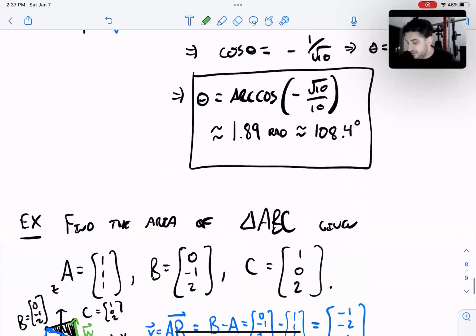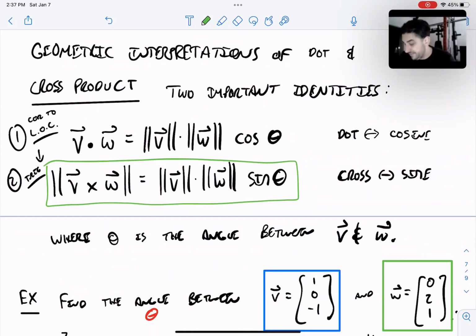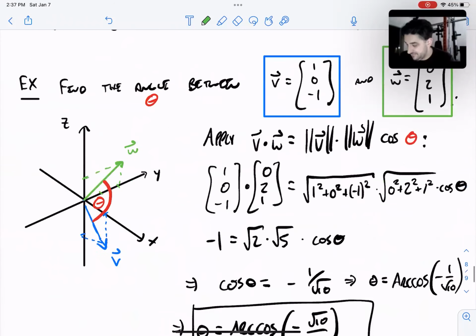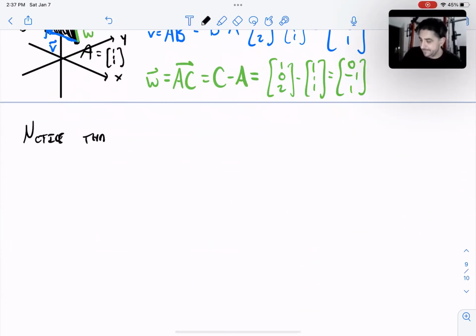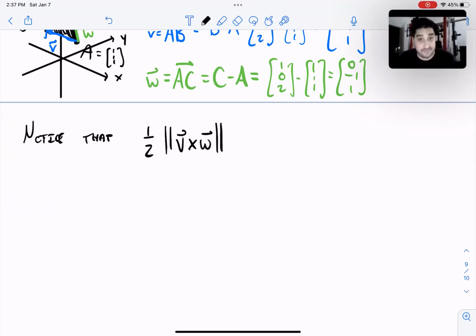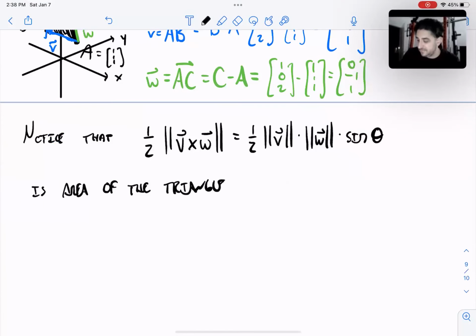Right. And now here's the key claim. Look at this formula. I claim that an immediate corollary from this is, if you just multiply both sides by 1/2, half of the magnitude of the cross product is the area of the triangle that's bounded by V and W.